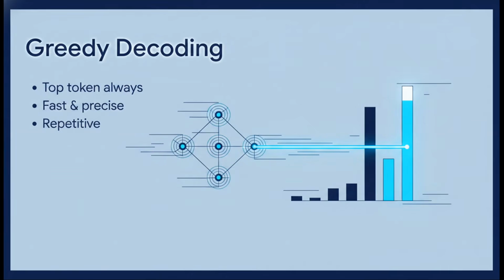Okay, the most straightforward method here is called greedy decoding. And honestly, it's exactly what it sounds like. Greedy decoding always selects the most probable token, the absolute top choice, every single time. So what does that mean in practice? Well, it's incredibly fast, it's totally deterministic, and highly predictable. But because it always takes the most obvious path, it often sounds pretty repetitive. It's important to remember, though, greedy decoding is just one option. It is definitely not a required step.